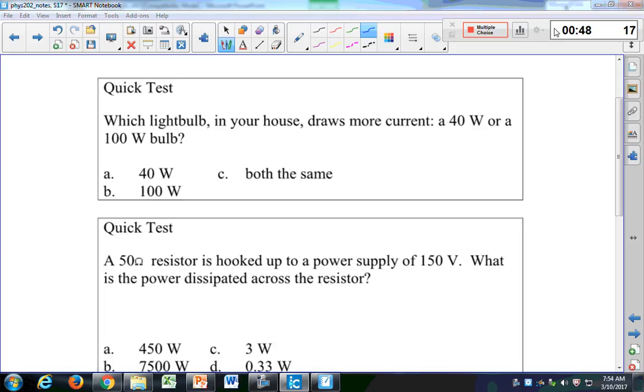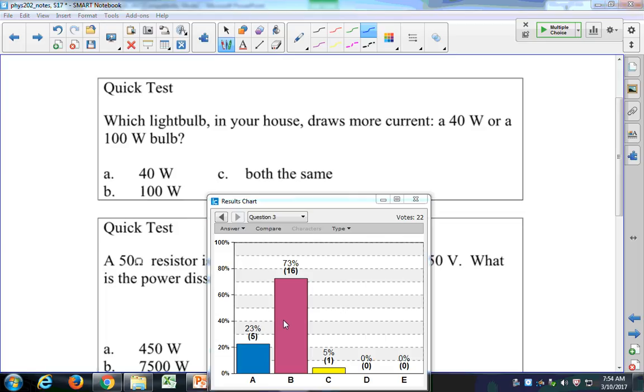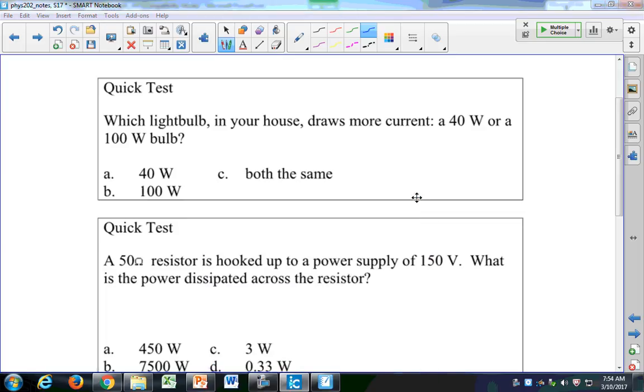All right, let's stop at 1 minute. Okay, good. The 100 watt is right. P is equal to VI. This voltage is constant. And so, if this goes up, this goes up. You can think about it in that way.